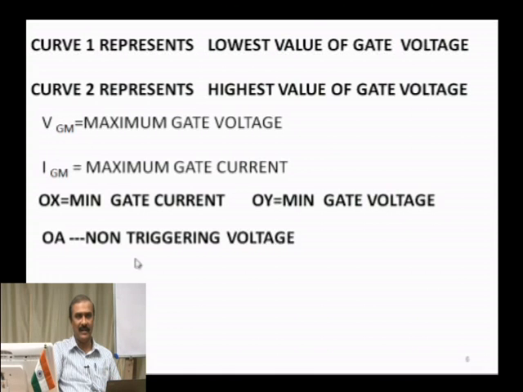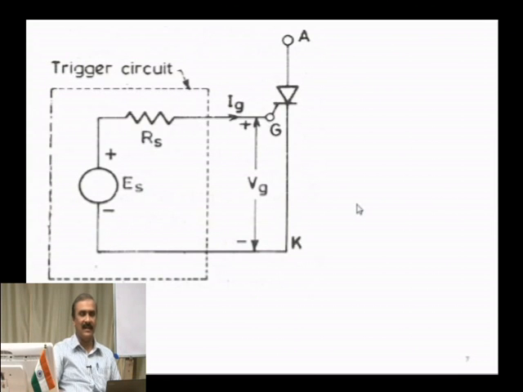So, minimum is Ox for current, Oy for voltage. Next is the gate circuit design. Now, you have this anode, cathode and gate. Gate is connected to a separate DC source. Remember, it is a DC source. All are DC values. By simply applying Ohm's law, you can calculate whatever value of resistance is required.